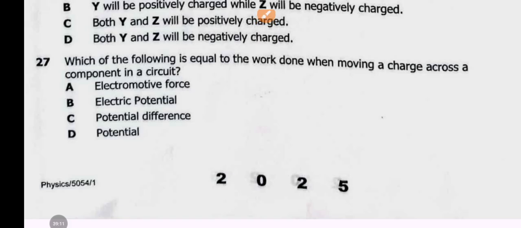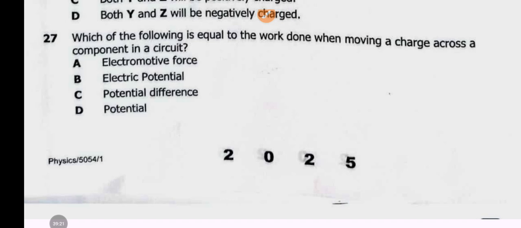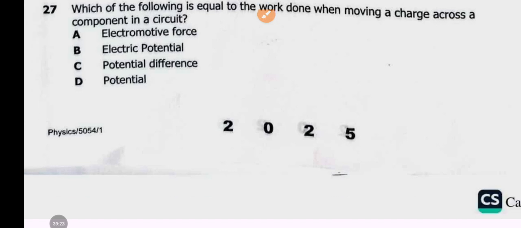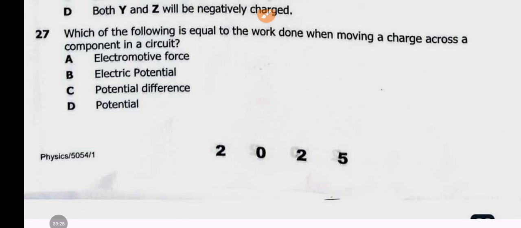Question 27. Which of the following is equal to the work done when moving a charge across a component in a circuit? This is very simple. This is actually the definition of potential difference. Don't confuse it with electromotive force, which is the work done in driving a unit charge throughout the circuit. But for potential difference, it's just across a component.